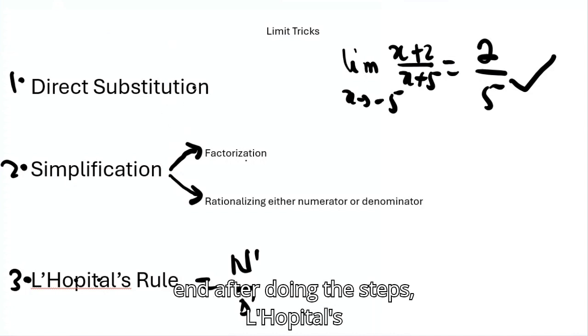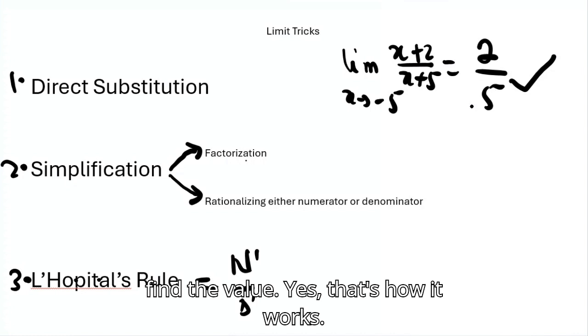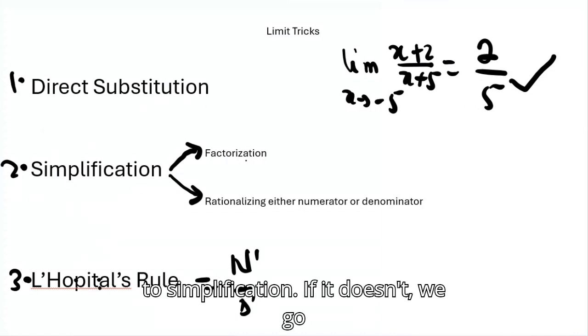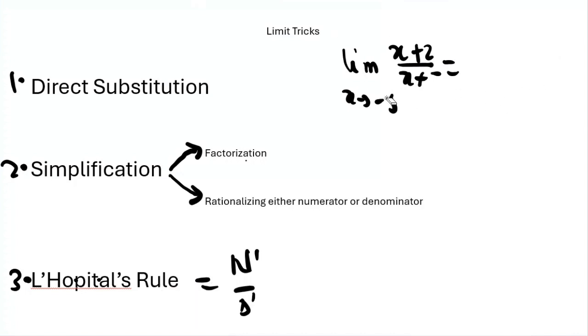So you see that at the end, after doing the steps, L'Hopital's rule is the one that actually makes us find the value. Yes, that's how it works. So direct substitution first. If it doesn't work, go to simplification. If it doesn't work, go to L'Hopital's rule. That's the trick. Let's have another example.